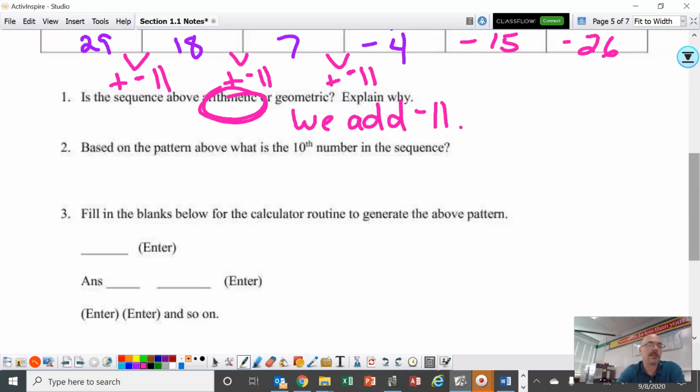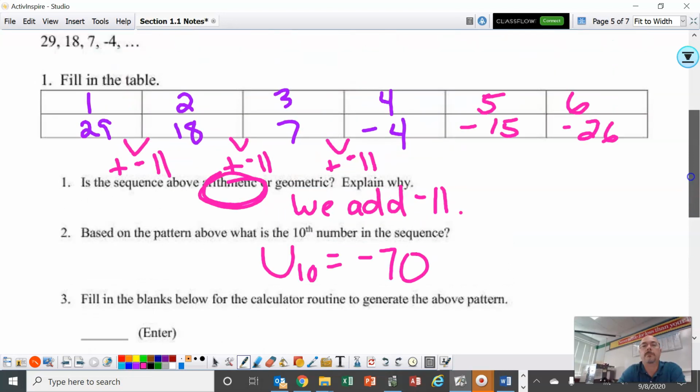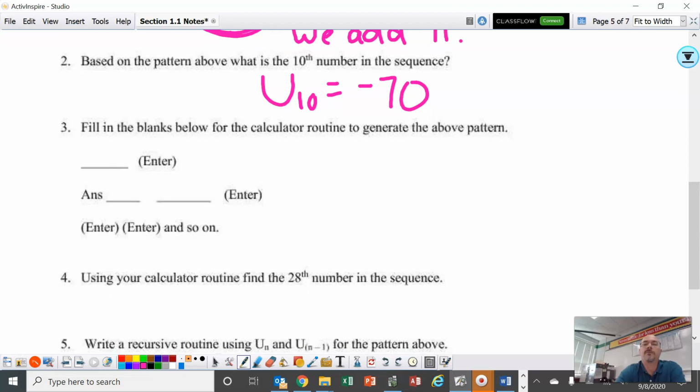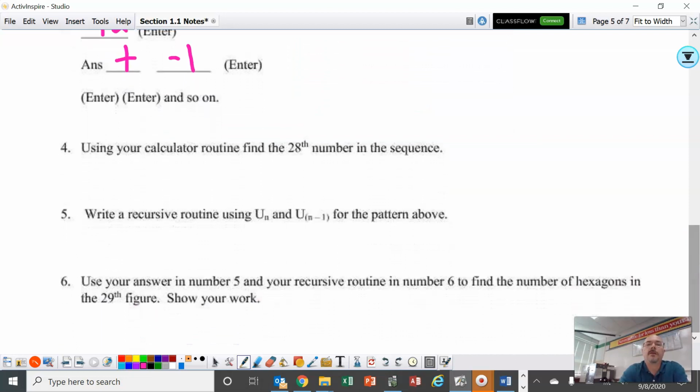What's the 10th number in the sequence? Well, if I keep going, I don't want to take up the time to do that because we've done that several times. If we kept going, we would end up at -70. Fill in the blank. That would be 29, and we would add -11, enter, enter, enter, and so on. Find the 28th number. I'm not going to take the time to do that. You can use your calculator routine to do that. You get -268. Pause it, see if you can get that on your calculator.